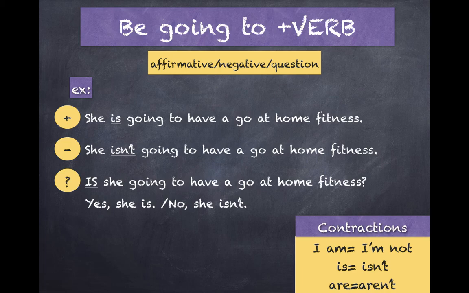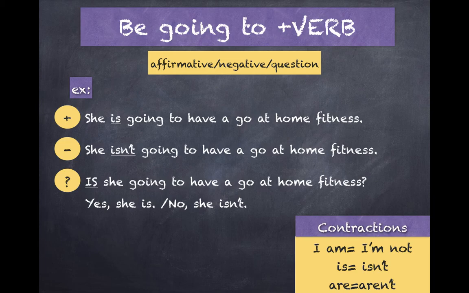All right, now let's talk about negative, positive, and questions. Why did I say negative first? I don't know why. So the first one is positive example or affirmative. For instance, she's going to have a go at home fitness. And when it's negative, we change the verb be, isn't. She isn't going to have a go at home fitness. And when it's the question, verb be will always come first. In this example, it is, so we will put is first here. Is she going to have a go at home fitness? And the answer will be yes, she is, if it's a positive answer, and if it's negative, no, she isn't.